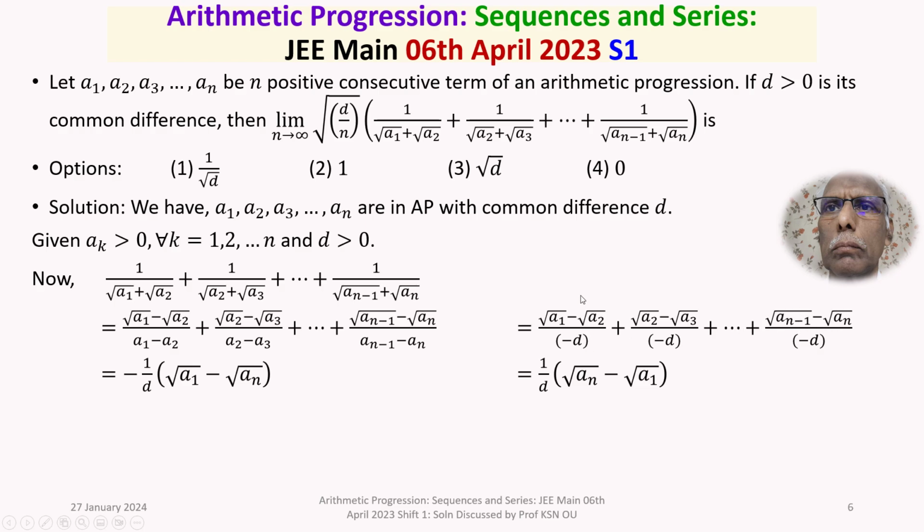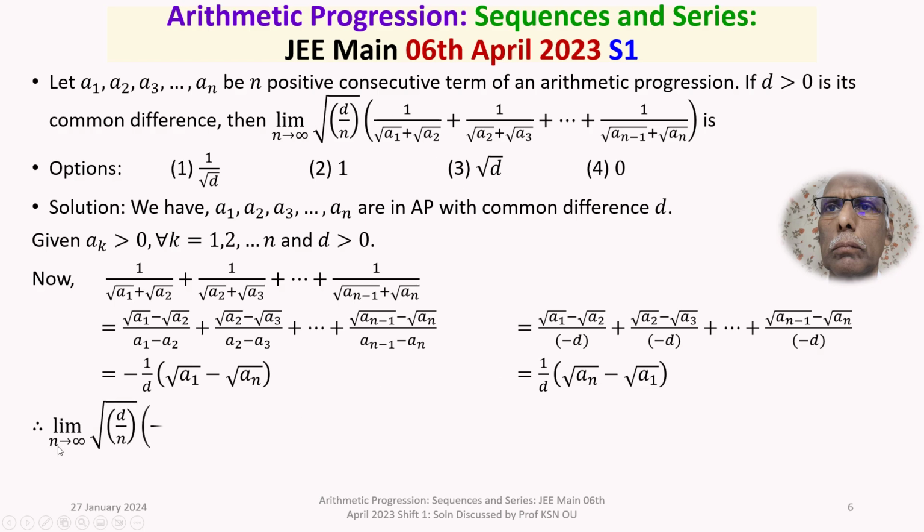So what we see is root of a2 cancels, root of a3 cancels with root of a3, root of an minus 1 cancels with root of an minus 1, ultimately left with root of a1 minus root of an. Agreed. And we have taken this minus inside, so we have written it as 1 by d into square root of an minus square root of a1. Now let's get into the limit.